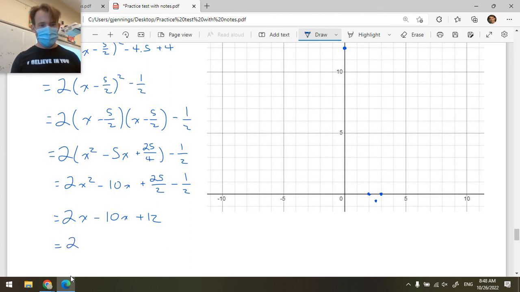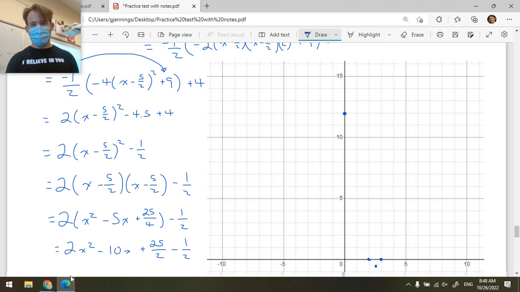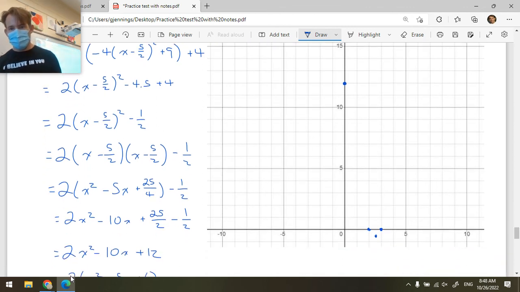This factors into 2 times x squared minus 5x plus 6. And notice that numbers that multiply to plus 6 are, this is equal to 2 multiplied by x minus 2 times x minus 3. What did I tell you? These are the roots. Boop, boop. So there we have all the things that we need on our graph.